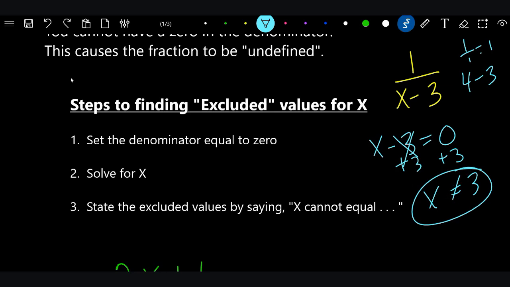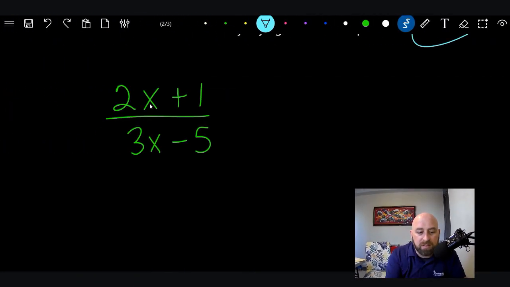So it's kind of funny in a way. It's like the answer is not the answer. So you get it, you set it equal to 0, but then it doesn't equal 0. It can't equal 3. So the answer is the not answer in a way. It's kind of weird, right? But that's what we're going to be doing here in this section. All right, here's one. Let's practice on this one and see what happens. You might say, well, what about the numerator? Okay, I didn't say anything about the numerator.